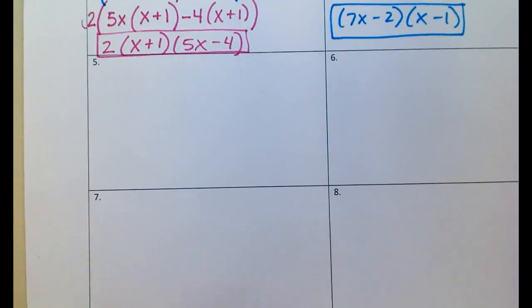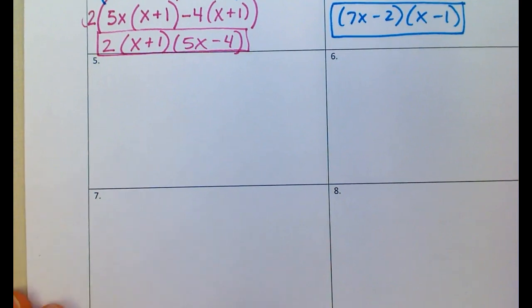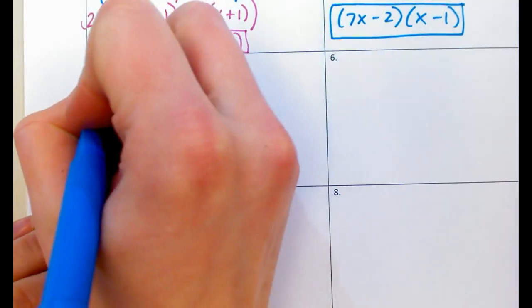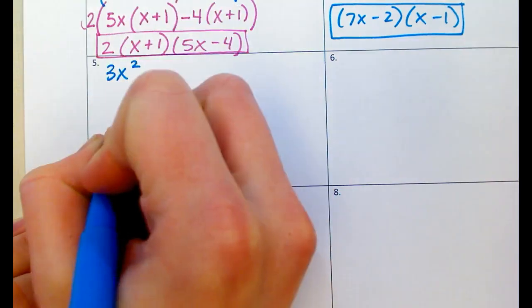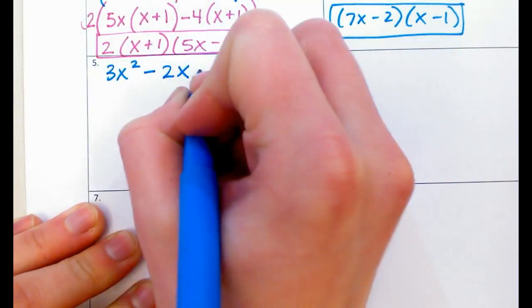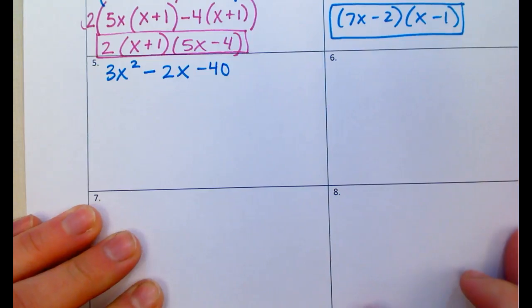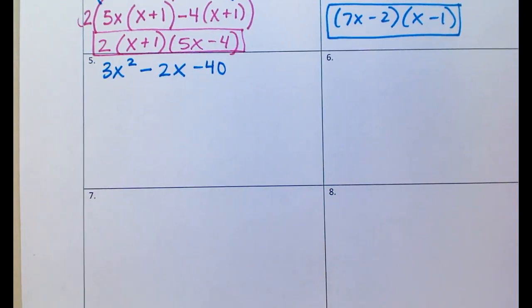Okay, number 5. Your problem is 3x squared minus 2x minus 40. Pause the video and solve this one out.